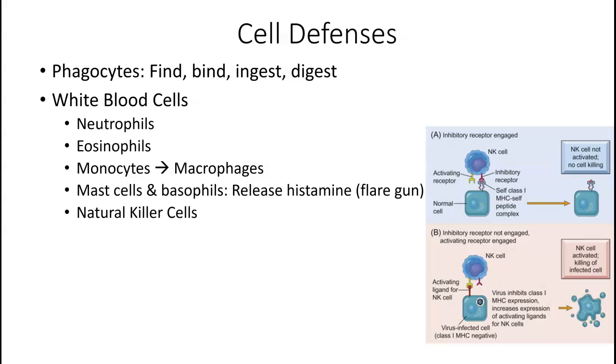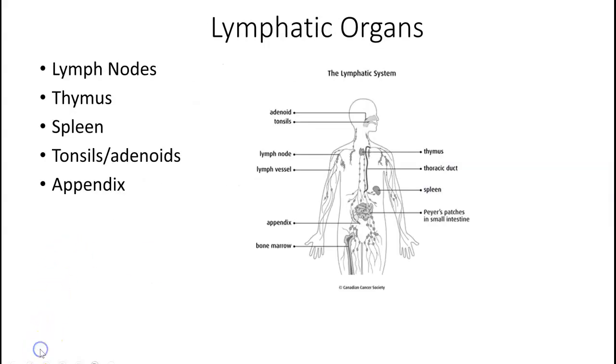The other cell that I didn't really put on here, that we talked more about in our adapted or acquired immune system, are lymphocytes. That's when we talked about our B and T cells, that we'll talk about when we get to the adapted or acquired immune system.